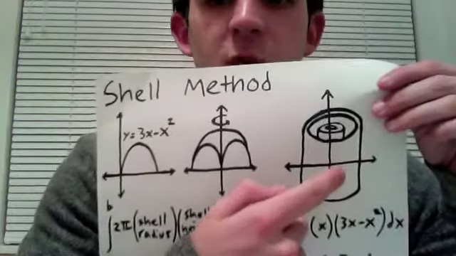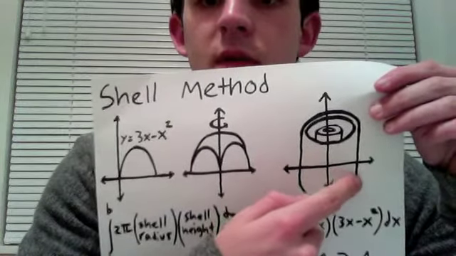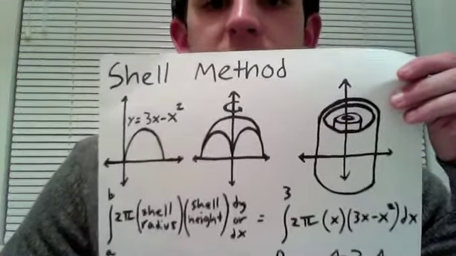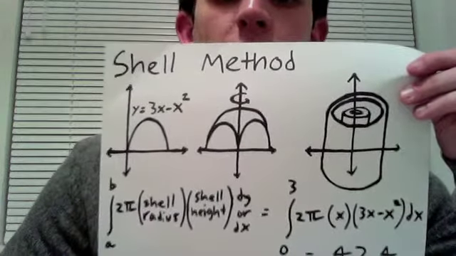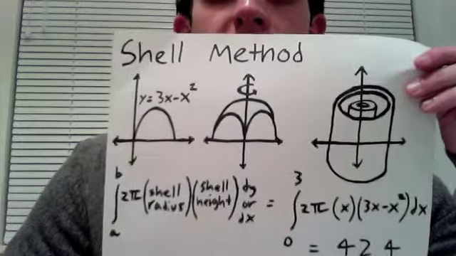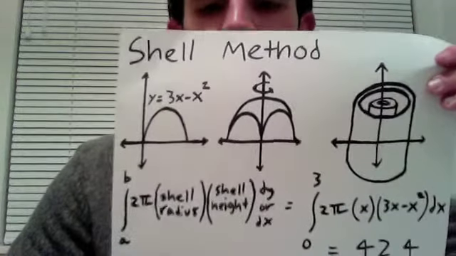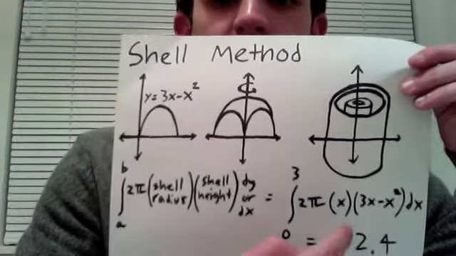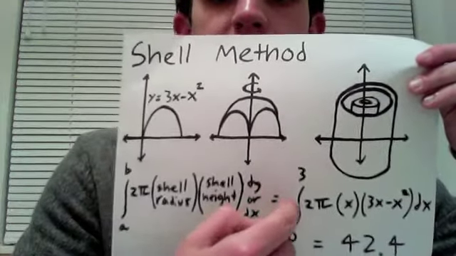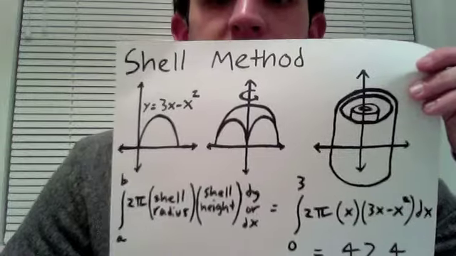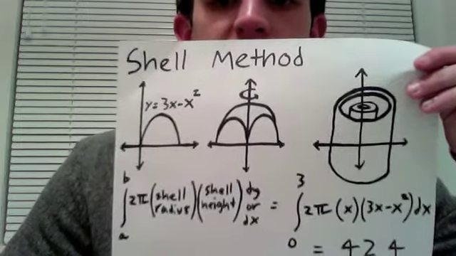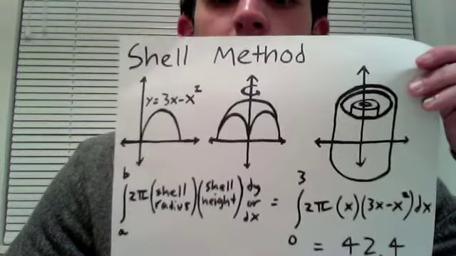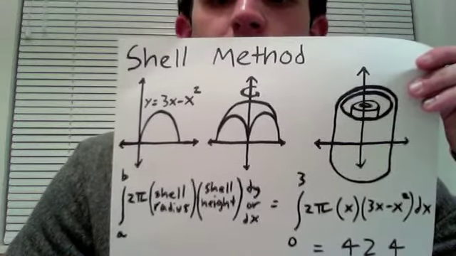In this case, the shell radius is just from here to there, and the shell height is just the height of it up as it follows the equation, and that's either dy or dx depending on what you're taking it in terms of. So for this specific shape, it's from 0 to 3, 2 pi times x, which is the shell radius, times 3x minus x squared, which is the shell height, dx. And through the shell method, we can more easily find that it's 42.4.